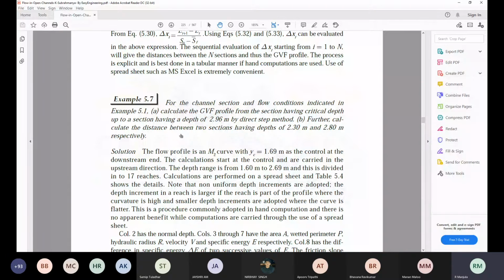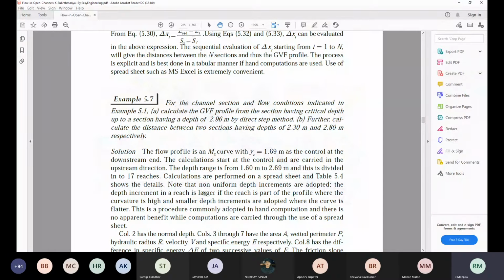Now in the previous problem, what is given is the flow profile is an M2 curve. Its critical depth is 1.69 meter as the control at the downstream. This was the given. Then the calculation starts at the control section. So always you have to start from the downstream and go up to the upstream. You'll be starting from the downstream control section and going up, towards the upstream section you are going to compute. Calculations start from the downstream section where Yc is 1.69 meter.